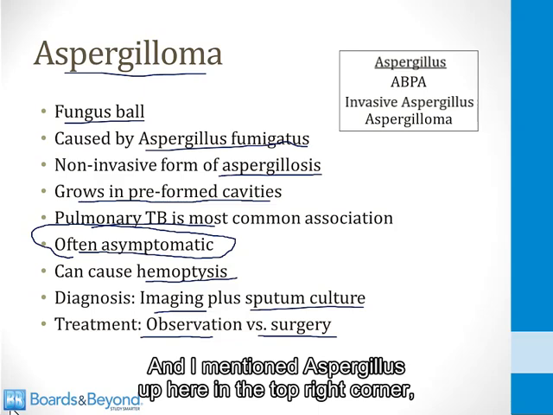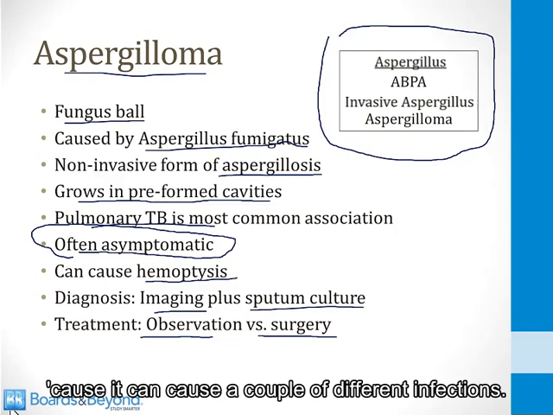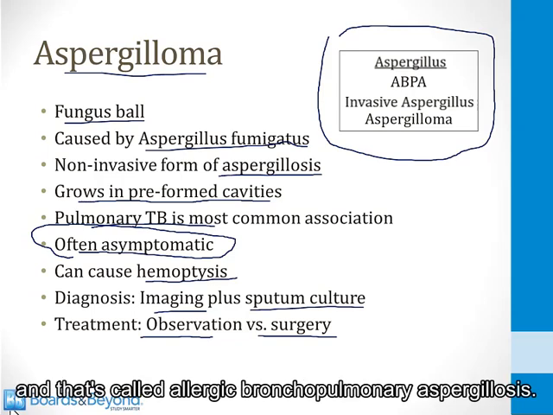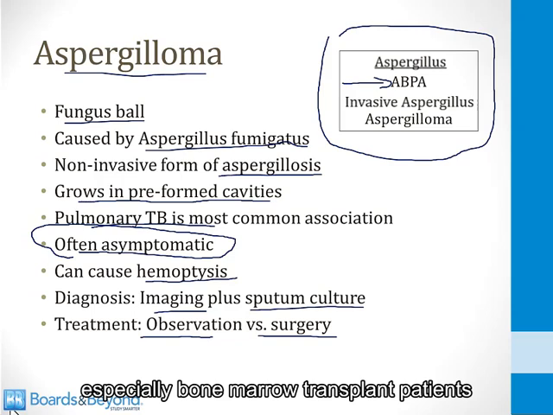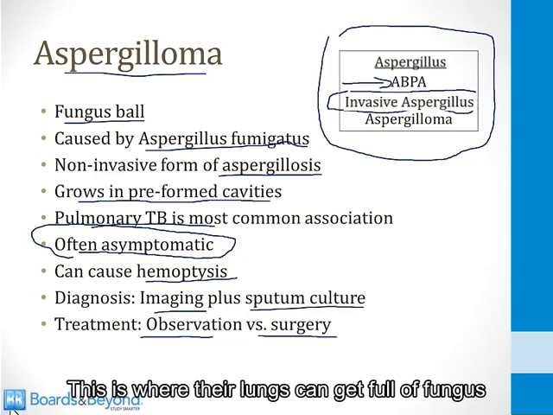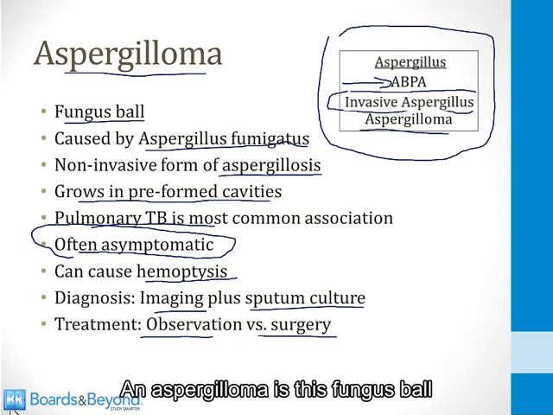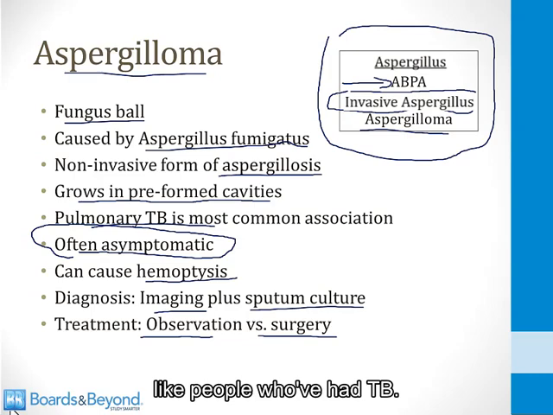And I mentioned aspergillosis up here in the top right corner just to help clarify this bug. It's kind of confusing because it can cause a couple of different infections. So patients can have an allergic reaction to aspergillus, and that's called allergic bronchopulmonary aspergillosis. Patients who are severely immunocompromised, especially bone marrow transplant patients, can get invasive aspergillus. And this is where their lungs can get full of fungus, and this can be life-threatening. And an aspergilloma is this fungus ball that likes to form in people who already have a cavity in their lungs, like people who've had TB.